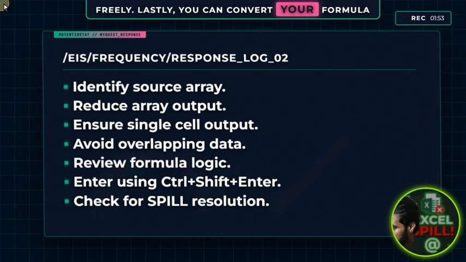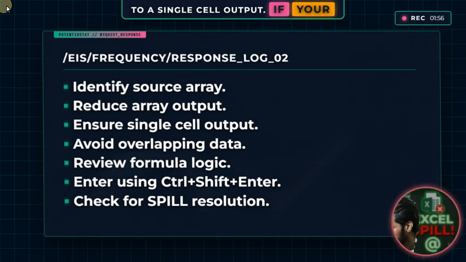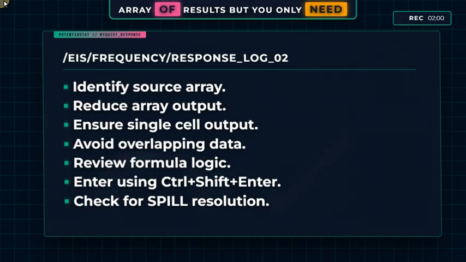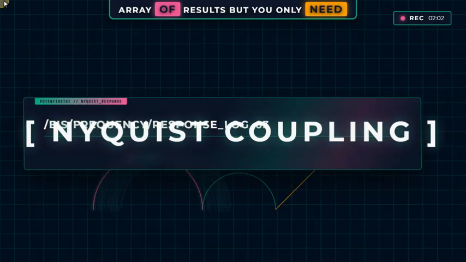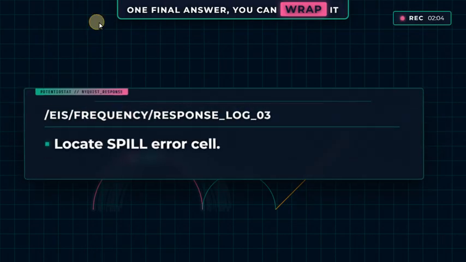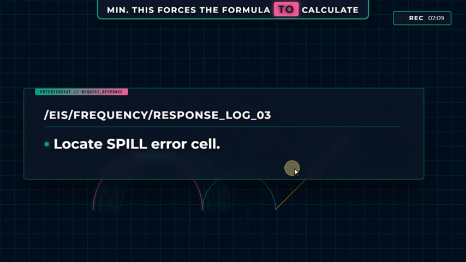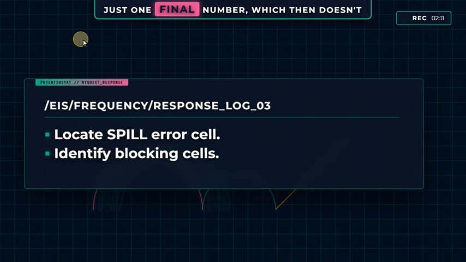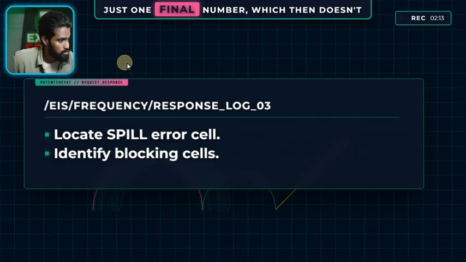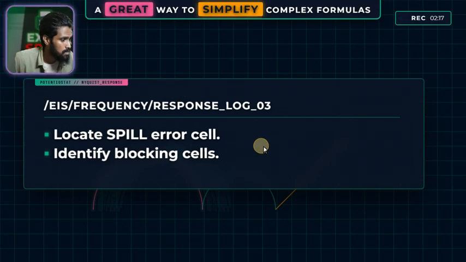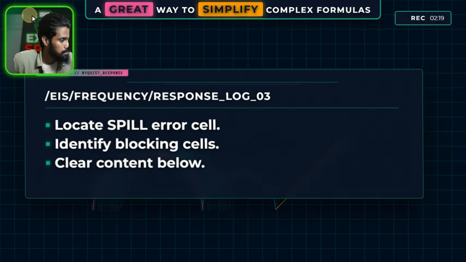Lastly, you can convert your formula to a single cell output. If your formula is accidentally trying to produce an array of results but you only need one final answer, you can wrap it in a function like SUM, MAX, or MIN. This forces the formula to calculate just one final number, which then doesn't need to spill into multiple cells. It's a great way to simplify complex formulas and prevent the error.